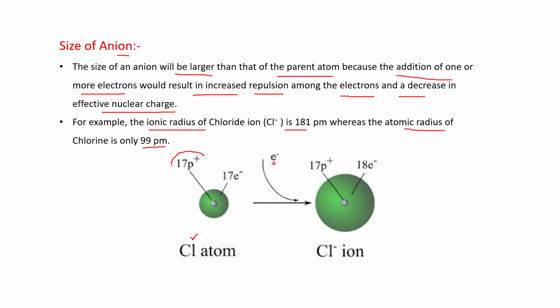It contains 17 protons and 17 electrons. And when it gains 1 electron to convert into a chloride ion, the number of electrons increases, but there is no change in the number of protons. That's why we can say the same number of protons is now attracting more electrons. So effective nuclear charge is decreased and size is increased.